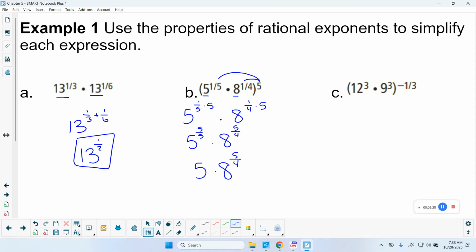Now remember, your bases are not the same. The 5 and the 8 are not the same. They are both being raised to different exponents. So because of that, this is going to be our final answer.